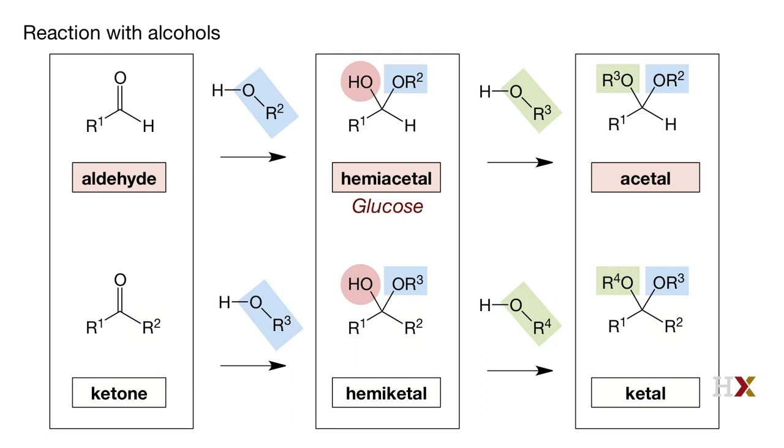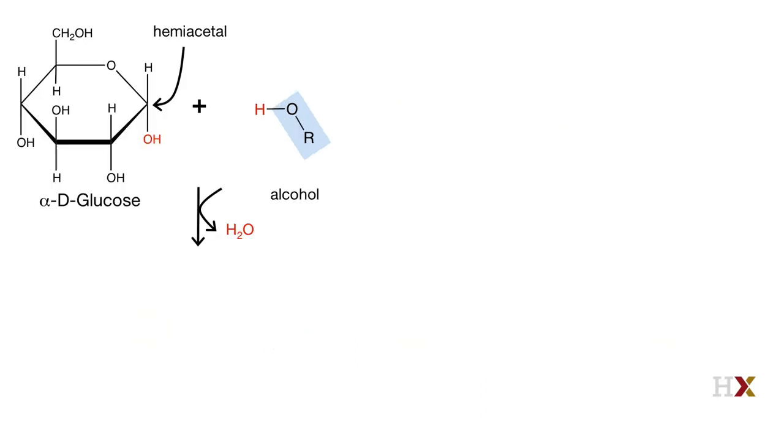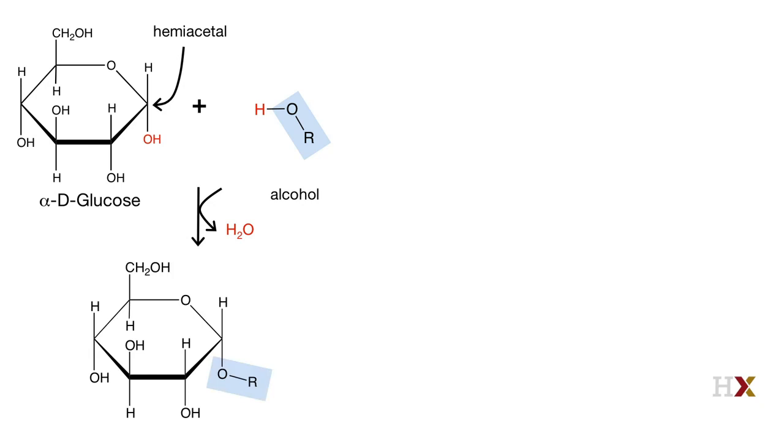Now imagine that we start with a molecule of alpha-D-glucose. It is a hemiacetal. A hydroxyl group has been formed, carried by carbon 1. If this hydroxyl group reacts with an alcohol, it will form an acetal. If this alcohol is another monosaccharide, it will then form a disaccharide.